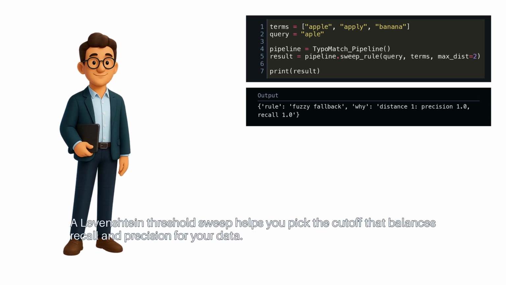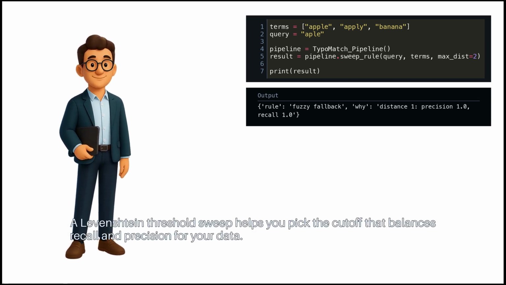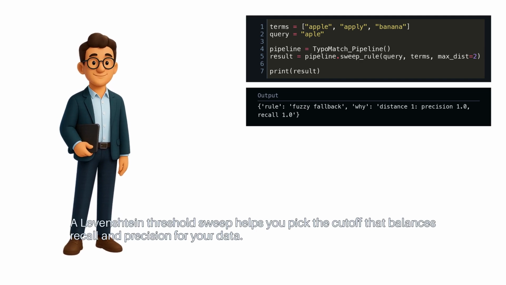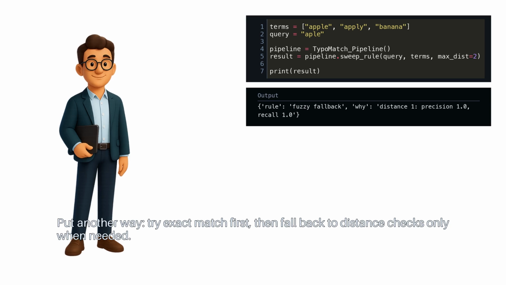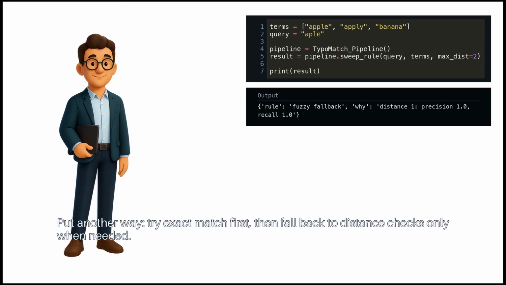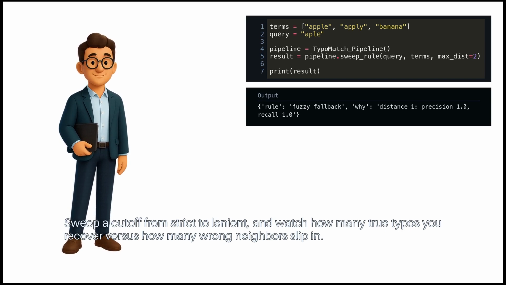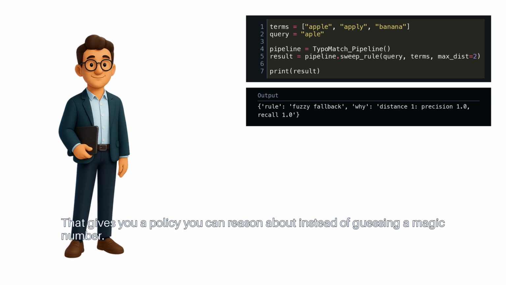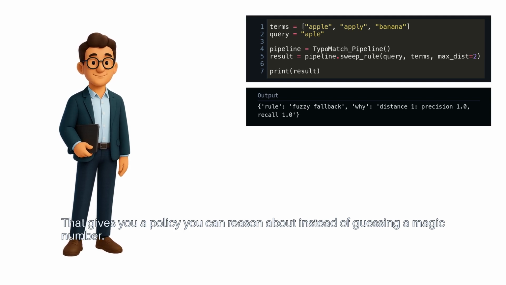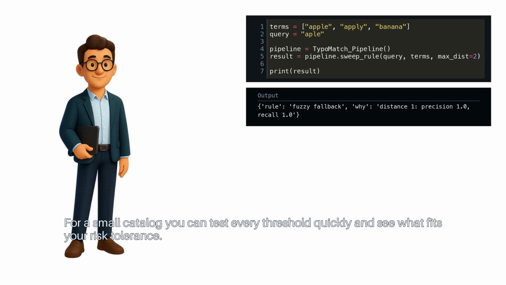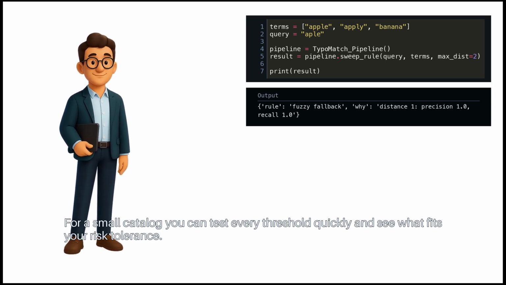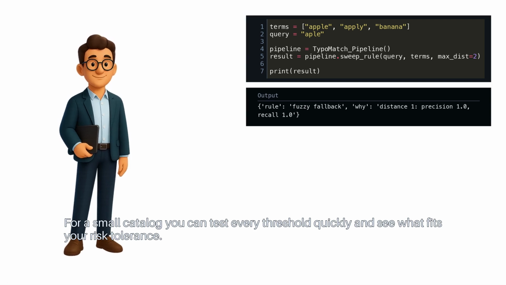A Levenshtein threshold sweep helps you pick the cutoff that balances recall and precision for your data. Put another way, try exact match first, then fall back to distance checks only when needed. Sweep a cutoff from strict to lenient, and watch how many true typos you recover versus how many wrong neighbors slip in. That gives you a policy you can reason about instead of guessing a magic number. For a small catalog, you can test every threshold quickly and see what fits your risk tolerance.